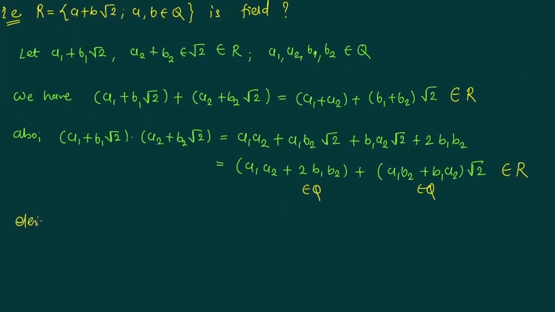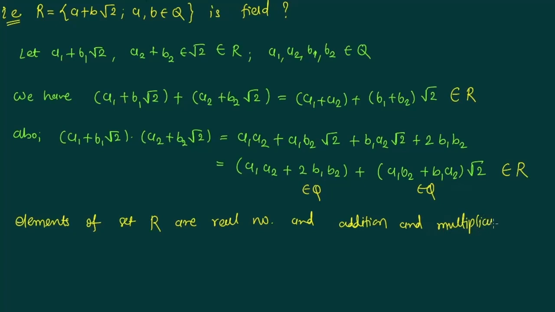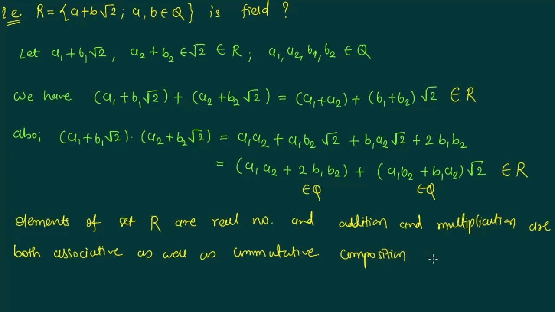So if I write here, elements of set R are real numbers, and addition and multiplication are both associative as well as commutative compositions in the set of real numbers.